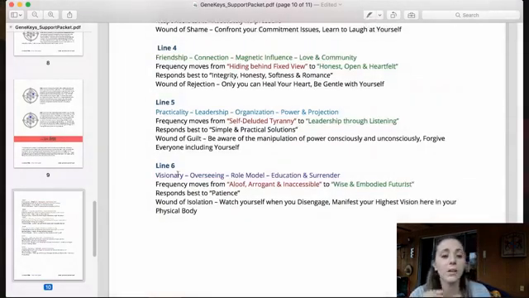And then 6, we have a lot of people who have line 6s are visionaries, are role models. They're meant to teach. They're meant to bring in a new wave, something from the future to the present. They're here to create change, to catalyze change.